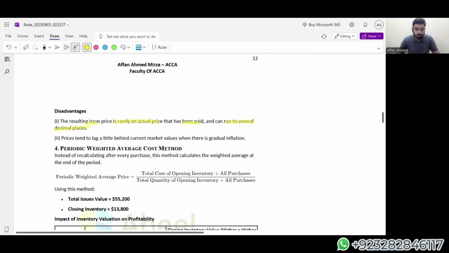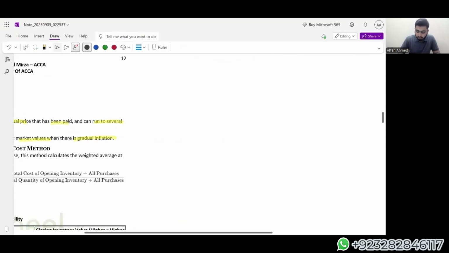So it is difficult to interpret. Then we have that the price tends to lag a little behind current market values when a gradual inflation occurs. So if inflation occurs, a part of that inflation is going to be applied on the inventory, not the complete one. Let's take an example. If I tell you that we have inventory of 100 and an inflation of 10%. So 10% inflation basically does what? Inflation increases the value of inventory.